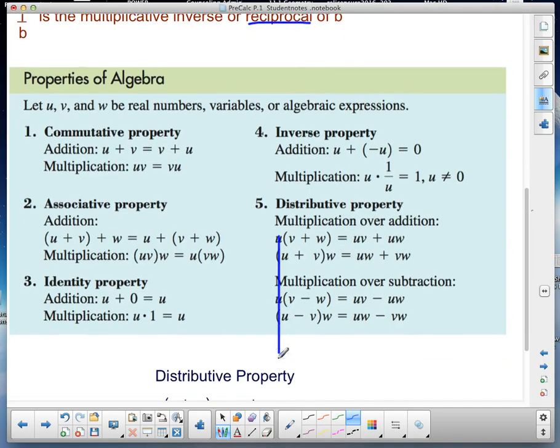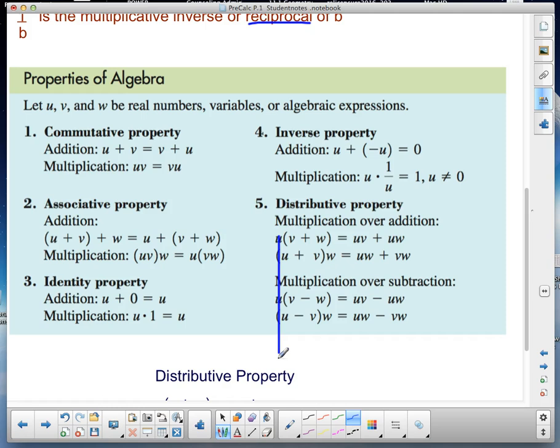Now these properties of algebra you've seen before. Let u, v, and w be real numbers, variables, or algebraic expressions. Commutative property: adding, u plus v equals v plus u. Order doesn't matter in addition, or multiplication for that matter: uv is equal to v times u. Associative property: using parentheses, you associate with different groupings. You add u plus v, and then add w, or you add u to v plus w. You can multiply the same way: u times v, multiplied together times w, or multiply v and w together and multiply by u.